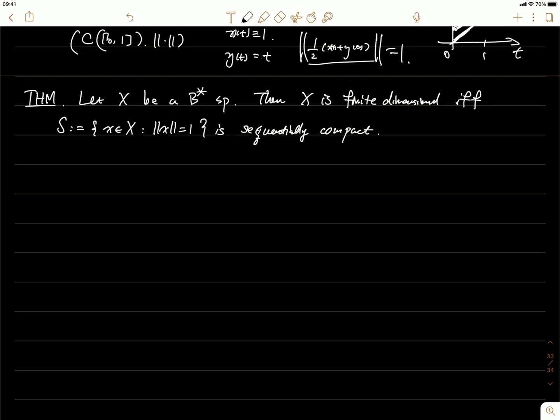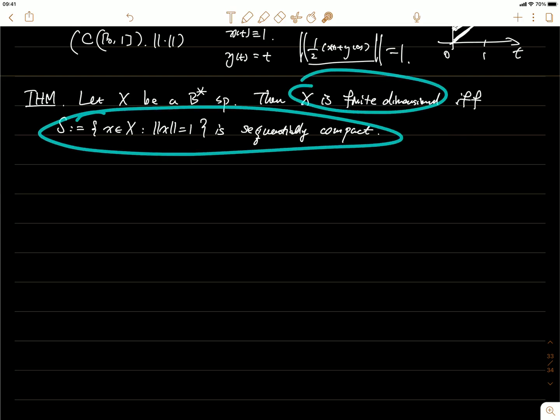Okay, so we actually know one direction. If you know this is finite dimensional, then apparently the unit sphere is sequentially compact. The reason is if it's finite dimensional, this is actually homeomorphic to the space R^n, where n is the dimension, since n is a finite number. And in this case, this is actually the unit sphere in R^n. And we know the unit sphere in R^n is compact and also sequentially compact. Okay, so from this to this is pretty straightforward.